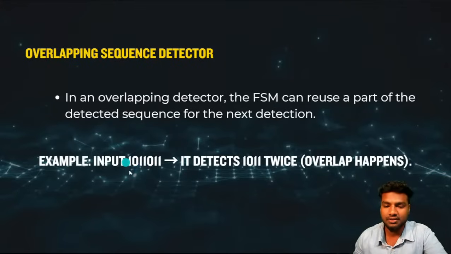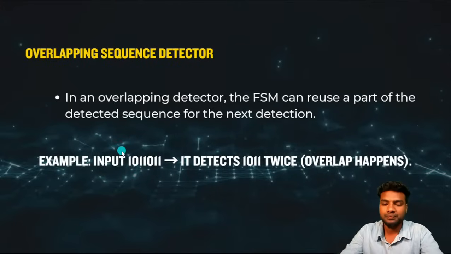After the consecutive bits 1 0 1 1, the last bit of my first detection becomes the first bit of my second detection. So it's overlapping. If you detect this sequence, you will get two detects. It detects 1 0 1 1 twice, so we can say this is overlapping.